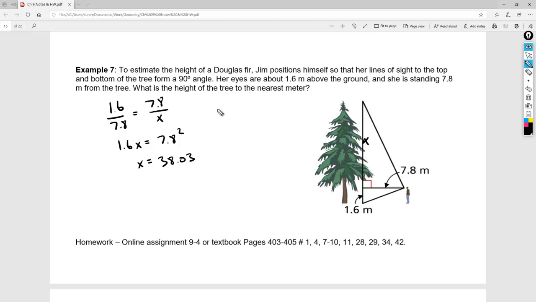Now I need to add 1.6 to that. 38.03 plus 1.6 will give me 39.63, so about 40 meters. It asked to give it to the nearest meter, so I would say 40 meters.